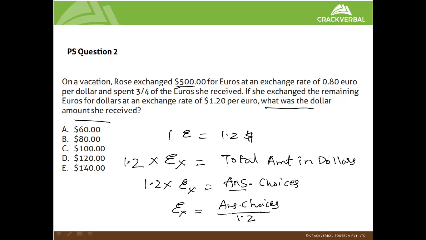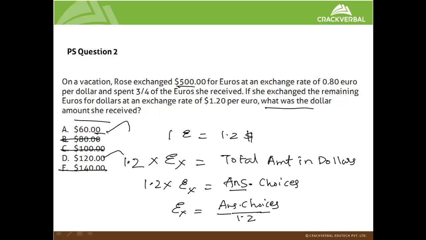If you look at answer choice A, 60. Yes, because 12 into 5 is 60, so 12 into 50 will get you 600. So answer choice A could be divisible. Hold on. Answer choice B, no, eliminate, because 12 sevens are 84. Answer choice C, 12 eights are 96, so eliminated. Answer choice D, 120. Yes, 12 tens are 120. Answer choice E, 140. Definitely no. So the answer choice would be either A or D.